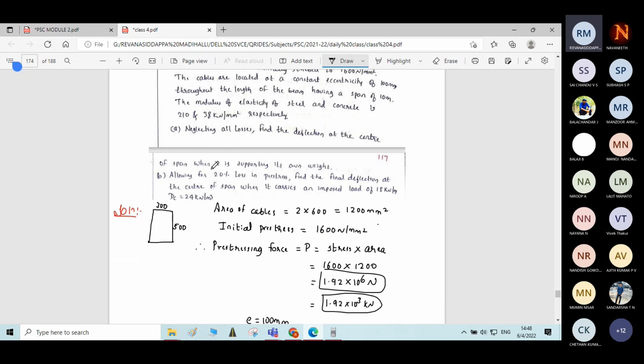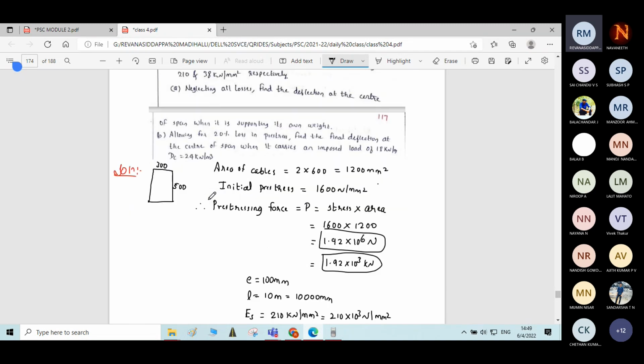Neglecting all losses, find the deflection at the center of span when it is supporting its own weight. Okay, you have to find the deflection at the center of the span. Then second question, allowing 20% loss in pre-stress, find the final deflection at the center of the span when it carries imposed load of 18 kN per meter. Density of concrete is given as 24 kN per meter cube.